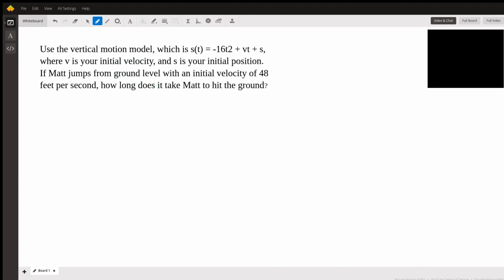This is a classic question for Algebra 1 or Algebra 2 students having to do with motion. And this equation is very famous. It was discovered by Sir Isaac Newton, and it's used all the time in the real world. And so it's nice to see this is still being taught, and I know I see it all the time in my tutoring.